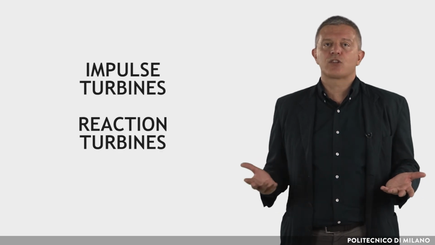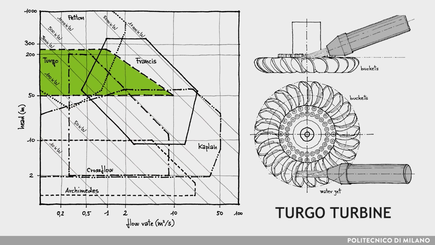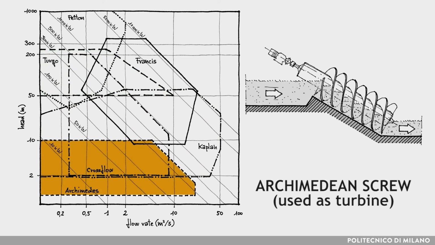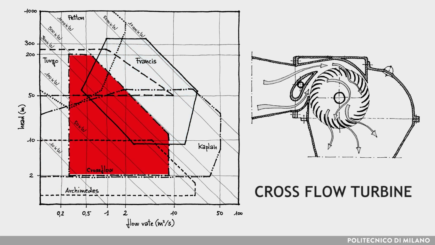There are various types of turbines, which can be categorized mainly into impulse turbines and reaction turbines. This chart can be used to guide design choices. Each type of turbine works best within defined operating regions in terms of head and flow rate.